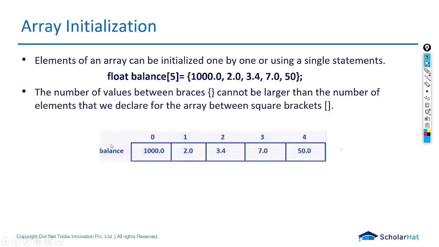Alright, now this is how the array will look. So this is the array name, that is balance. This is the first element and the index number is 0. I already told you guys that array index starts from 0, then 1, 2, 3, 4 respectively. It means if an array has n elements, its last index is going to be n minus 1. Here the array has 5 elements, so the last index is n minus 1, that is 4.